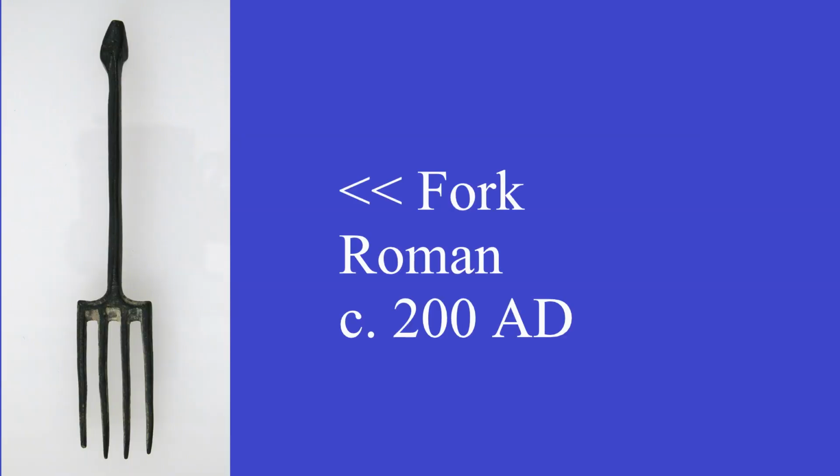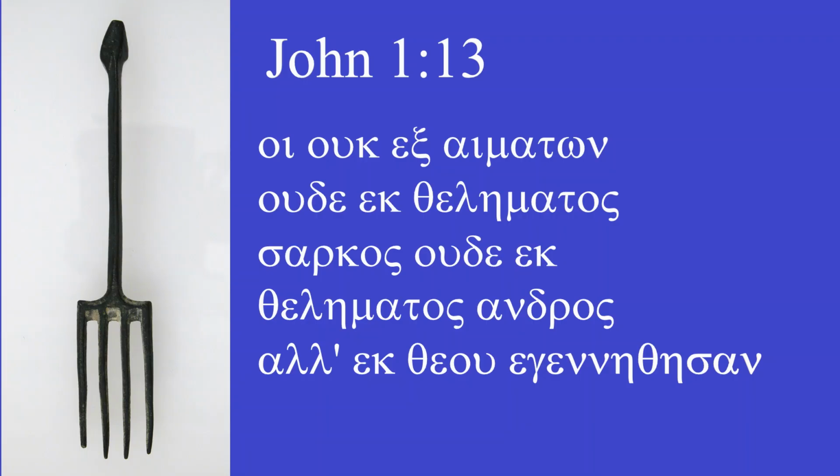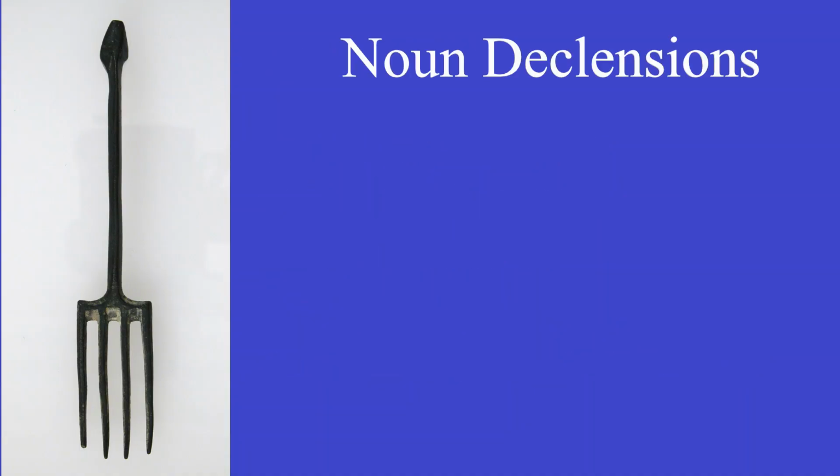In our last lesson, John chapter 1, verse 13, we encountered multiple examples of third declension nouns. Ematon, thelimatos, sarkos, and andros are all in the third declension. Before we dive into the third declension, let's review what we have discussed previously about noun declensions.